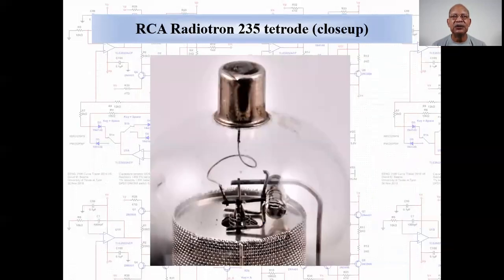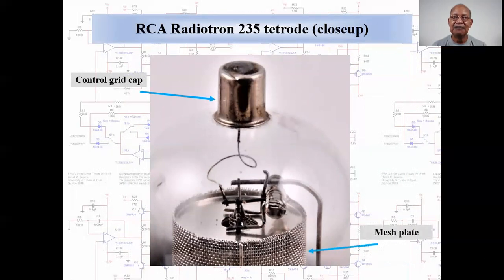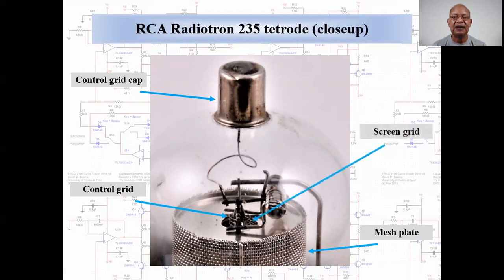A close-up view of the RCA 235. The cap is connected to the control grid. The plate is a mesh cylinder. The control grid is readily visible. The screen grid is just visible.